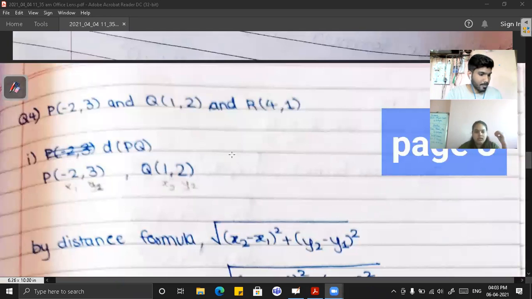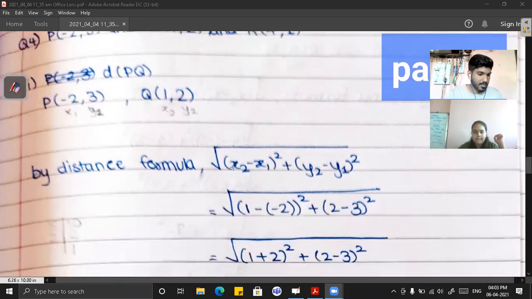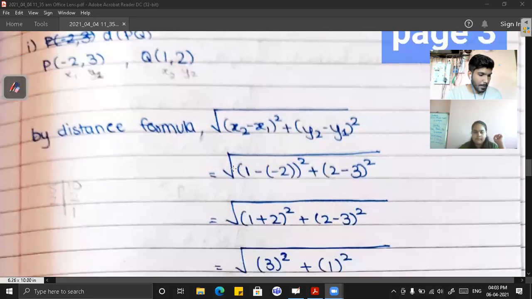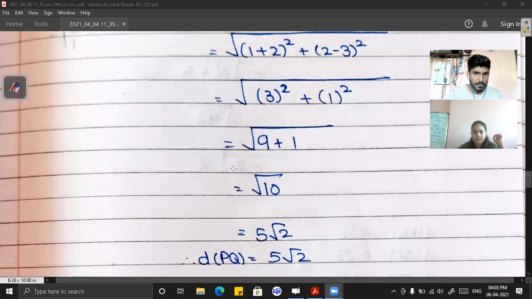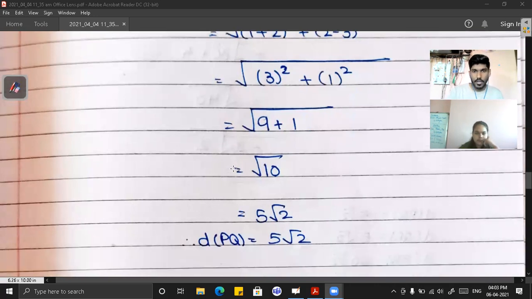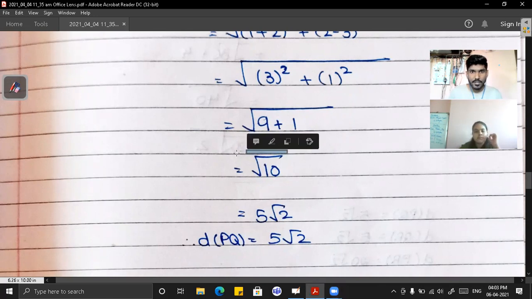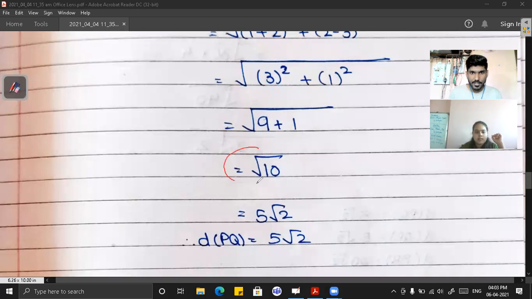Okay, then we have P. Fourth one, right? Let me check this by distance formula. Okay, yeah. Now till here it is right. PQ root 10. Till here it is right.